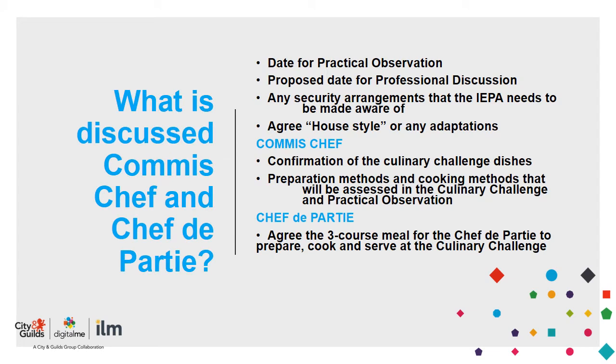At the initial meeting for Commis Chef and Chef de Partie, the date for the practical observation is agreed, as well as a proposed date for the professional discussion. Also, any security or booking in arrangements the endpoint assessor needs to be aware of. Then for Commis Chef, the endpoint assessor will agree the culinary challenge dishes. There is an expectation that the apprentice will have an idea of what their main course will be, which meets the criteria in the endpoint assessment pack, and that is also a dish from the organisation's menu where they work.